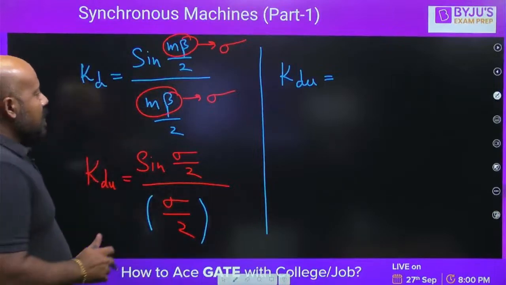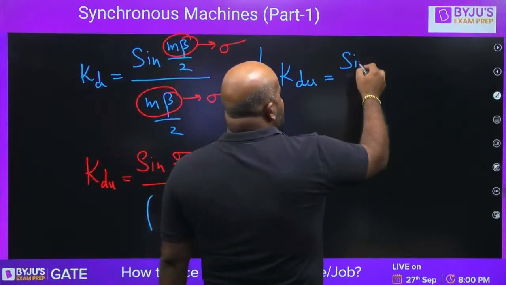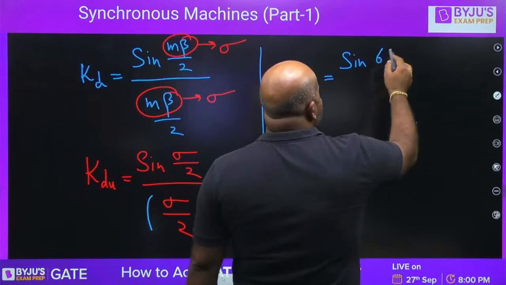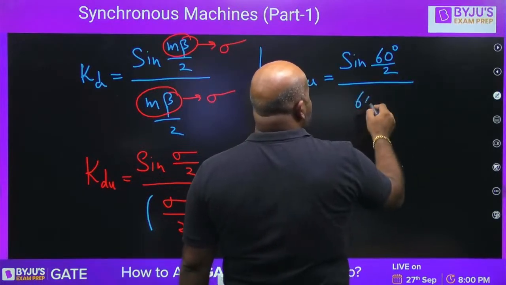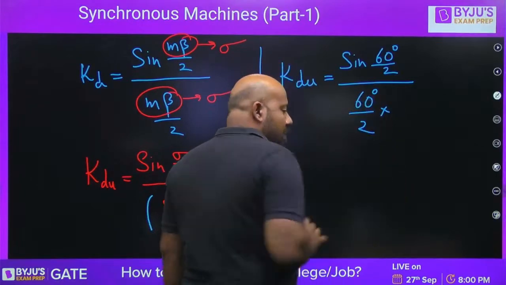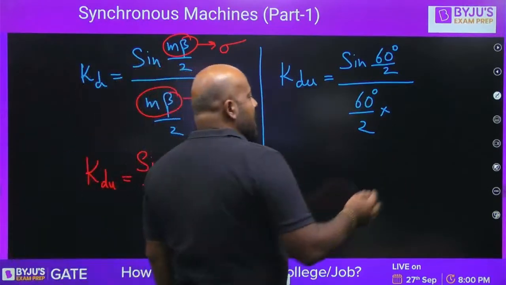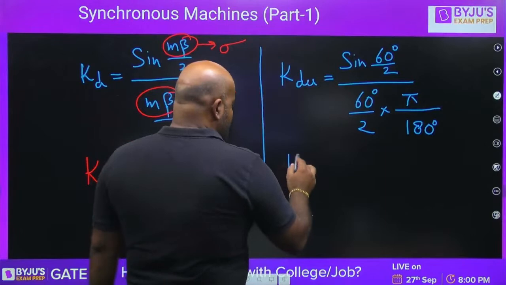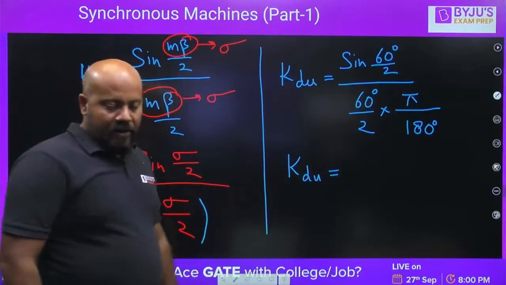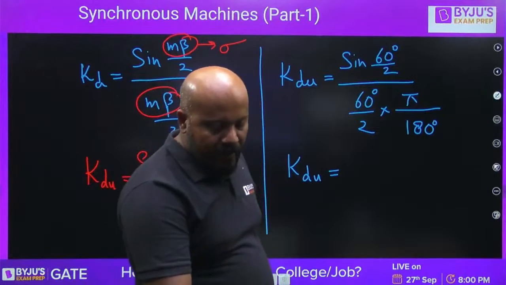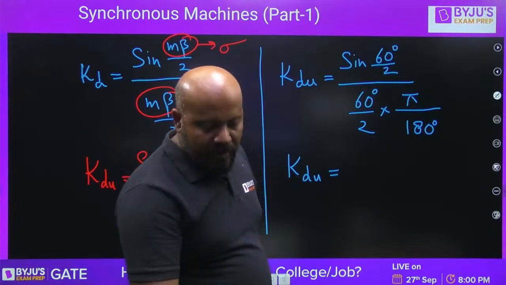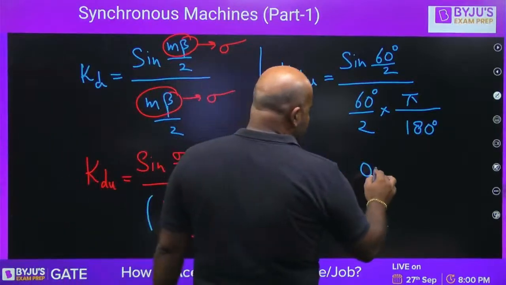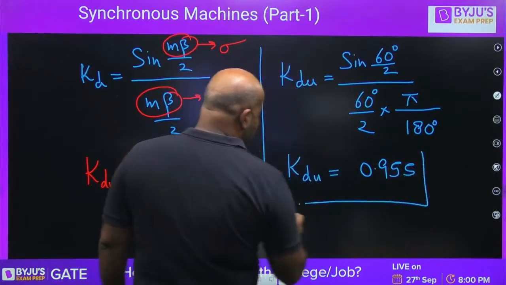Is it clear? So if you put the values, what is the phase spread? The phase spread is mentioned as 60 degree. So this is going to be 60 degree by 2 divided by 60 degree by 2, and because it is given in degrees, I have to change it into radians. So this is going to be 180 degree and this is going to be pi. If you solve this, you will get the distribution factor. As per my reference, you must be getting 0.955. Please cross check this value.